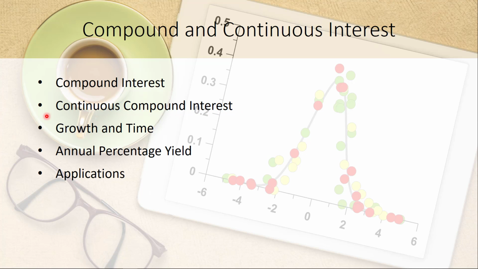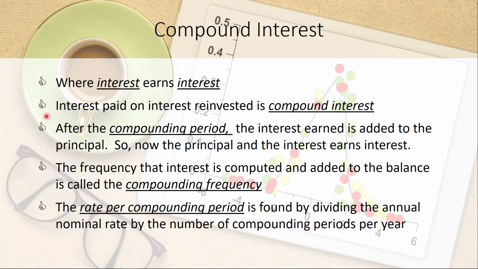Then we will talk about growth in time, or specifically how much time it will take for a certain account to reach a certain goal. We will present the idea of annual percentage yield, which is a tool which we can use to compare two different accounts, and then we will talk about some applications which will serve you well in the second part of your homework. Okay, so what is compound interest?